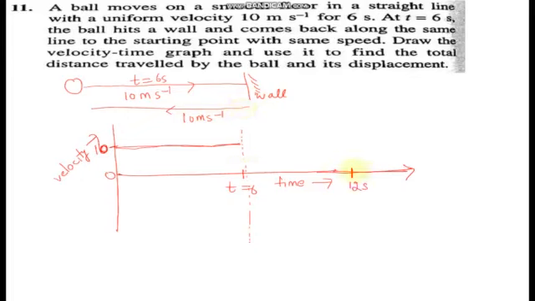Time will only go forward. Time never moves back and time never stops. Time will keep on moving forward, but its direction has changed. If its direction has changed, now its velocity is how much? Minus 10 meter per second. So how will we make the graph? It will be like this. It will be like this.